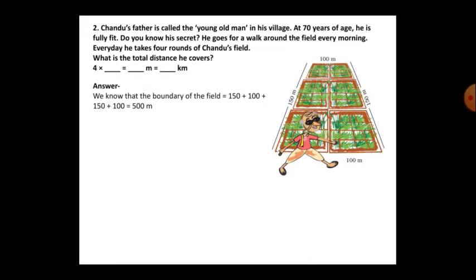So first you have to add all the lengths. So what is the length? What is the boundary of the field? So 150 plus 100 plus 150 plus 100. You will get 500 meters. So totally how many rounds will Chandu's father go? 4 rounds. So distance covered by the young old man is 4 into 500, that is 2000 meters.